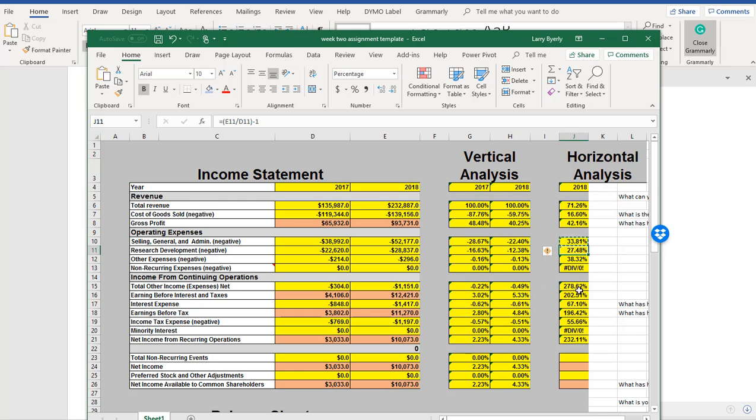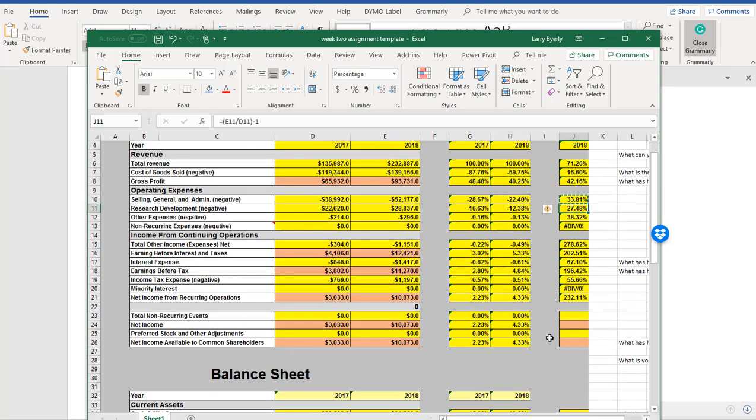It increased by 278%. Earnings before interest and taxes, profit, increased by 202%. How's that possible in 1 year to almost triple profits? Well, this is Amazon, and remember, they do a lot of buying things. I think this year, if I'm not mistaken, they bought a couple of companies. Well, what happens when you buy a company? You buy everything. So everything increases. All assets, all income, everything increases.